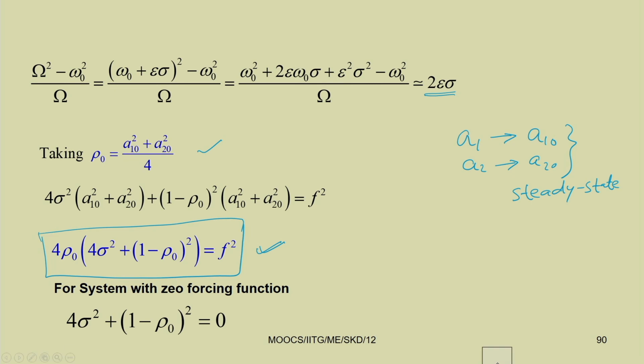So for the system with 0 forcing, the right hand side will become 0. This equation can be reduced to 4 sigma square plus (1 minus rho 0) whole square equal to 0. So one can plot this sigma and rho 0 to obtain the limit cycles conveniently. This way one can solve this van der Pol equation by using the method of averaging.